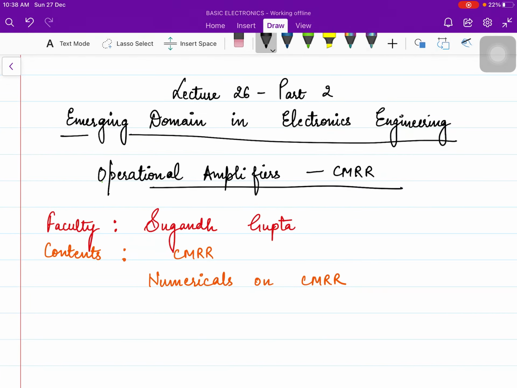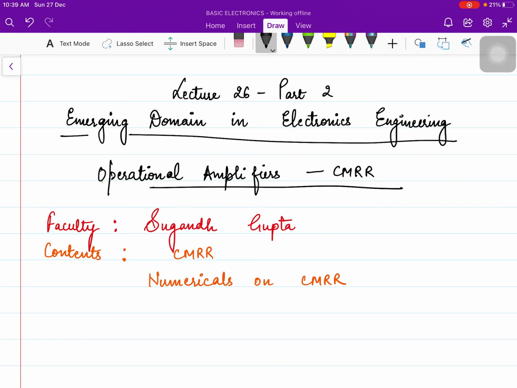Hello students, welcome to the next lecture of Emerging Domain in Electronics Engineering. In this lecture, we will discuss the common mode rejection ratio of op-amp and we will also discuss some numericals on it, which are very important from exam point of view.